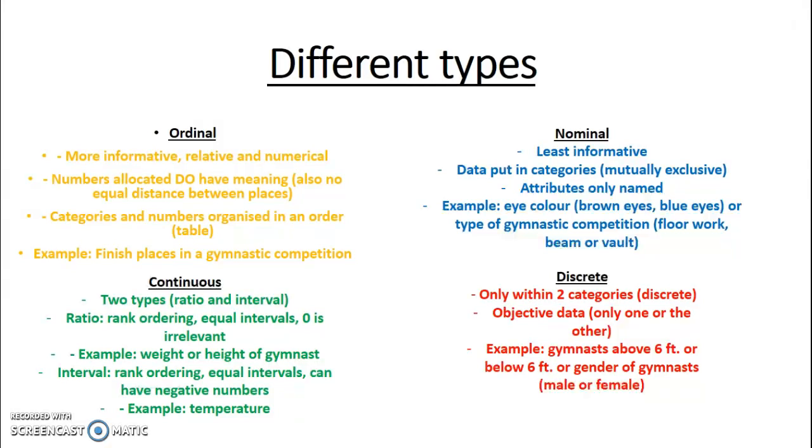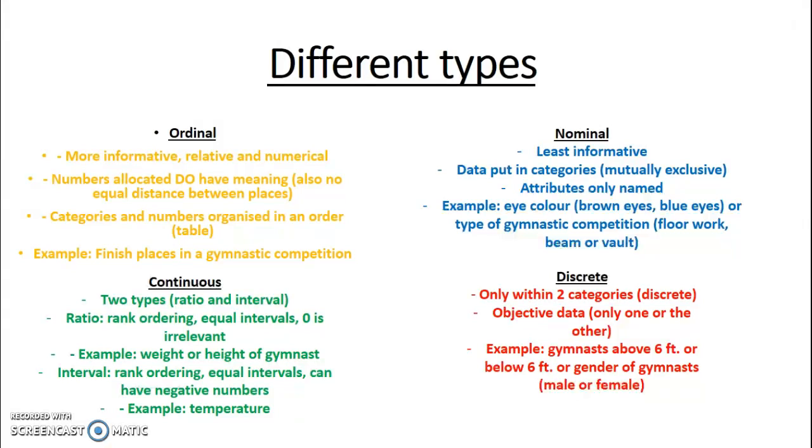Nominal is less informative. Data put in categories, mutually exclusive attributes only named. An example would be eye color, be brown or blue eyes, or type of gymnastic competition, so like floor work, beam or vault. Continuous is two types, so ratio and interval.